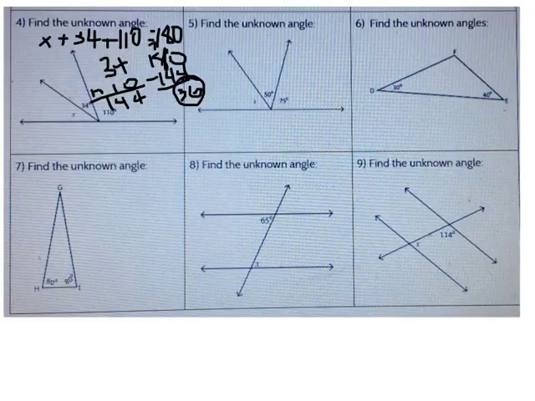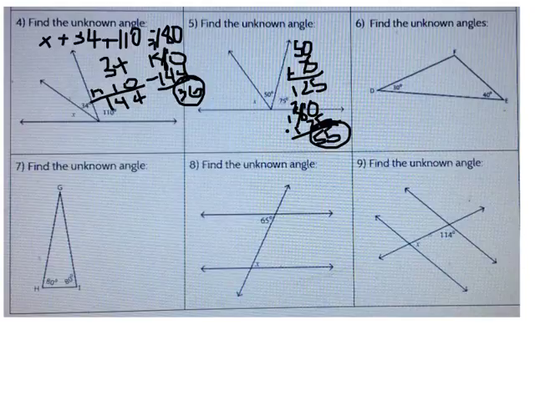Now you try one. Find x for number 5. X is 55 degrees. First I would add 50 plus 75 to get 125. Then I could subtract 180 minus 125, and I would find that x is 55 degrees.